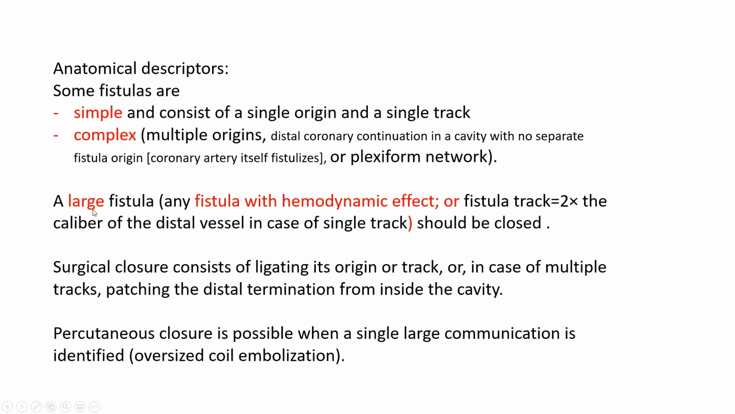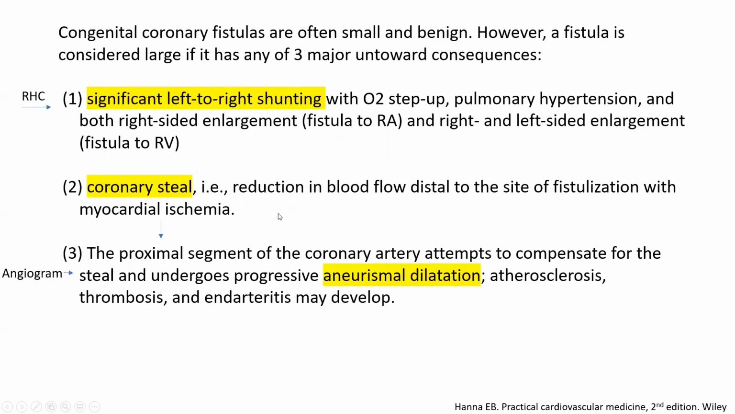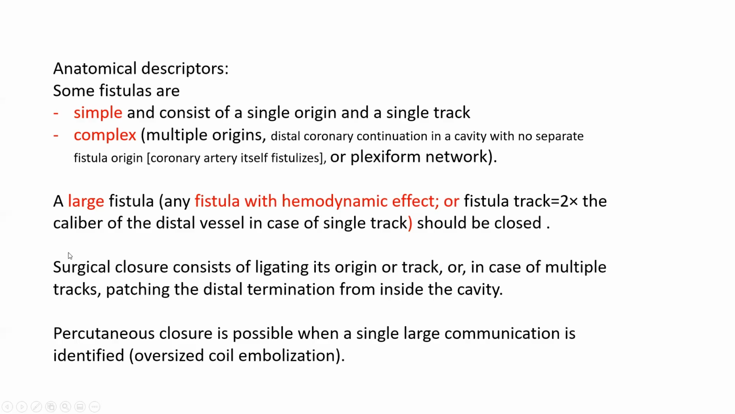But what's more important is what I described earlier. A large fistula is any fistula with any of those three hemodynamic effects, mainly two in the cath lab: left to right shunt on right heart cath, or angiographically aneurysmal dilatation with or without bulky atherosclerosis and thrombosis. Another definition that you can use in the simple fistula is a fistula tract that is 2 times the caliber of the distal vessel.